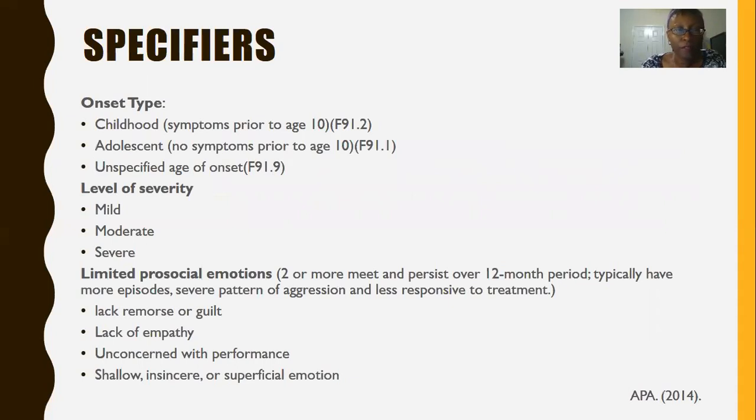Now, some specifiers according to the DSM-5 are the onset type. If the child has symptoms prior to the age of 10, this is considered childhood onset. If the child has no symptoms prior to the age of 10, then it's adolescent conduct disorder. Or if the age of onset is unknown, DSM-5 has a category for unspecified age.